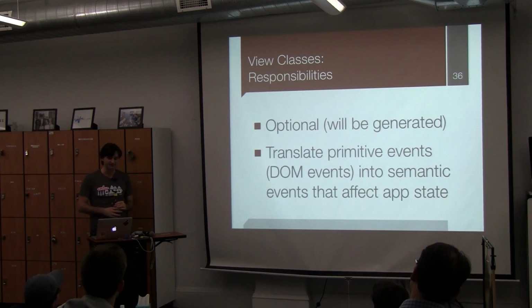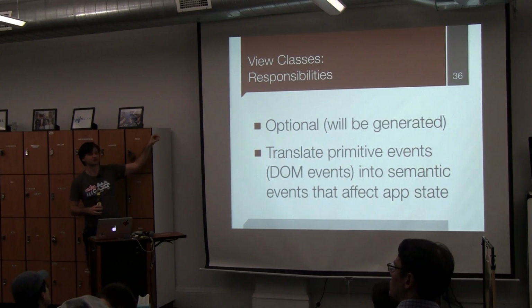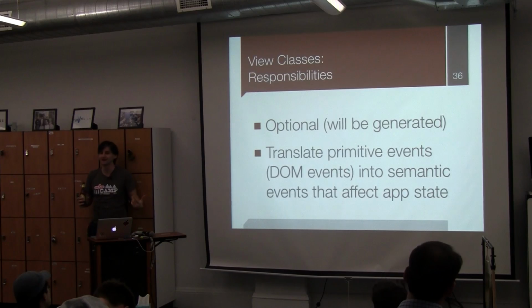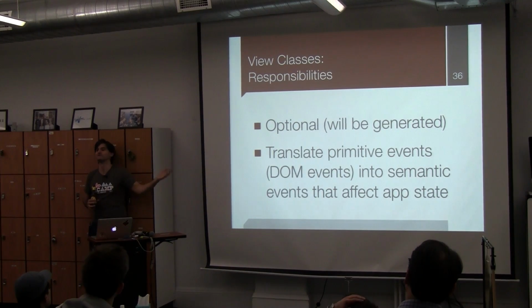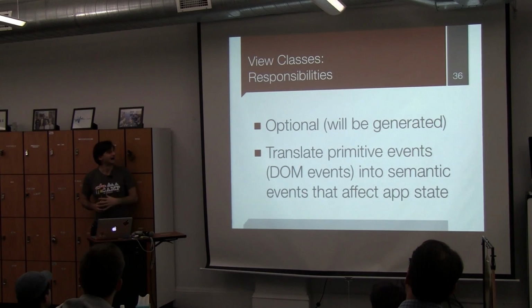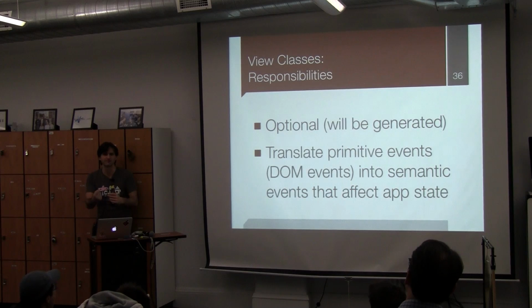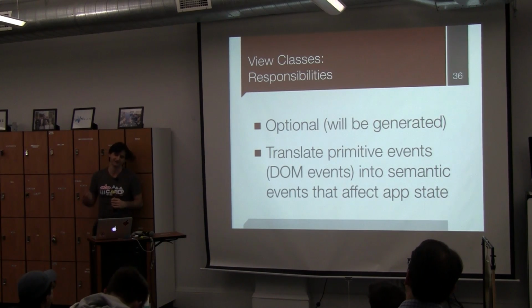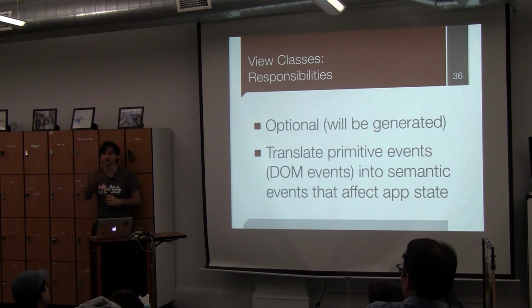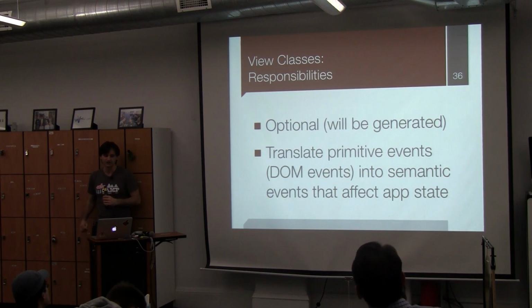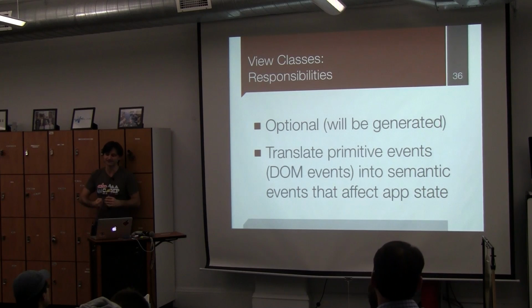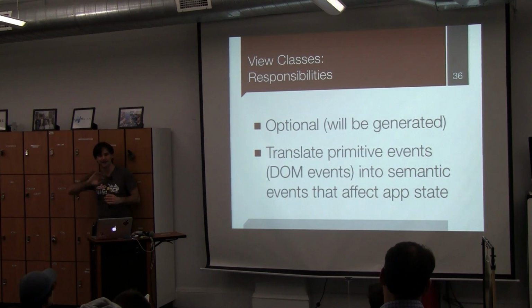So view classes. We're going to talk about templates, and we're going to talk about view classes. First, just like we talked about how with controllers, if you don't need them, you'll have an anonymous one generated for you, the same thing is true about views. And you will actually not need view classes even more frequently than you won't need controllers, because a view class's responsibility is primarily to translate primitive events, like clicks, mouse downs, and drag start in Corey's example earlier tonight, into semantic events that get passed up to the controller and router layers to affect app state.